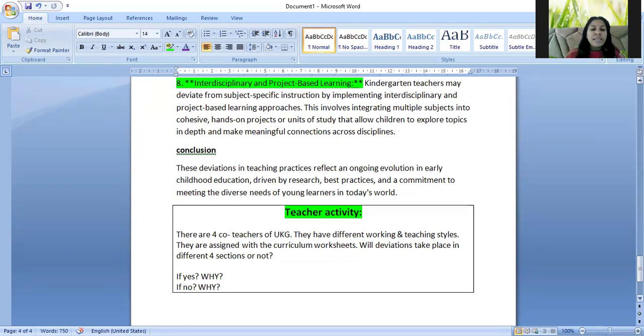Will deviations take place in the four different sections or not? So what is your point of view? Will deviations take place? And if yes, then why? And if no, then again why? So I welcome your answers in the comment box.